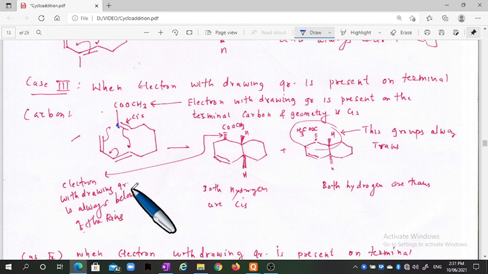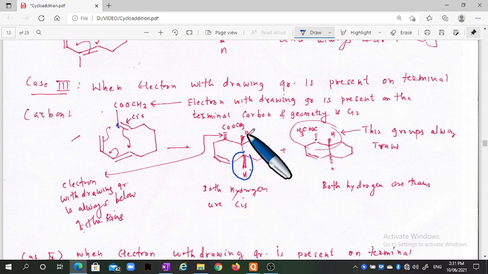The electron withdrawing group is always below the ring. If it is cis, it is always below; cis or trans, it is always below. We show it always below. These two hydrogens are trans to each other, but this hydrogen may be cis or trans. The COCH3 is always below the ring.